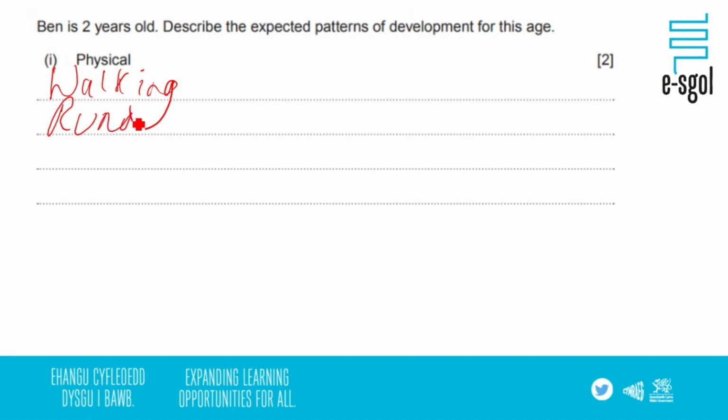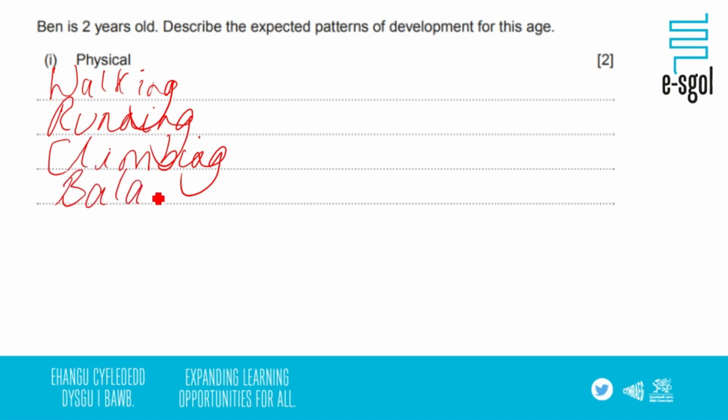Okay, he is potentially running, climbing, and he is, oh, sorry, I just seem to have deleted something. Able to balancing on objects. Okay, now hopefully you have thought, well, okay, I agree. These are physical patterns that are expected for a 2-year-old. Okay, but these are obviously just identifying the gross motor skills.